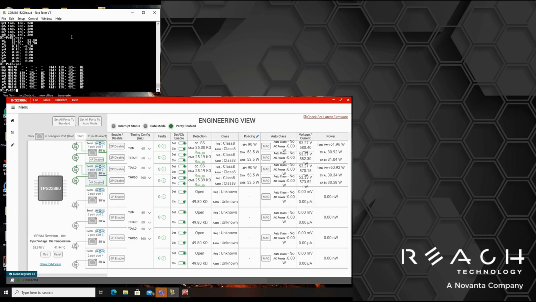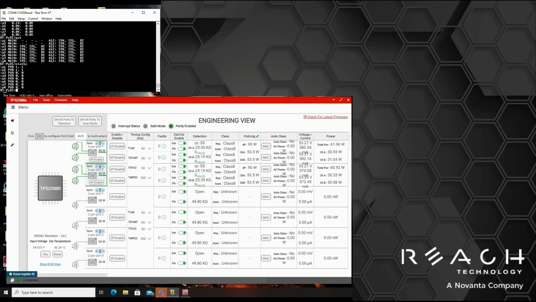But you also can validate that any given pair is power good. So that tells you that there's power good on both pairs of these 2 ports.